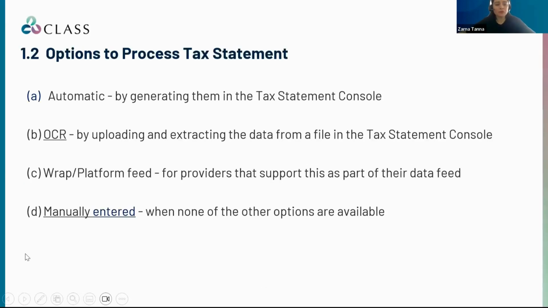So what are the options for you to process tax statements? There is an automated process where you can process the tax statements via the console. There is an OCR functionality where you can upload a PDF file of your tax statement in the tax statement console, and all the tax statement would get uploaded and your components will be available via this PDF upload. Third option is if your provider with a wrap or a platform feed is active, and if they support a data feed for tax statements, you could get these tax statements automatically via the feed. And last option is you could enter the tax statement manually if none of these 3 options are available for you.